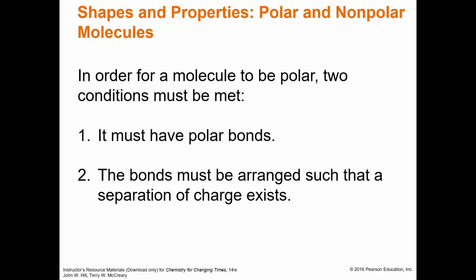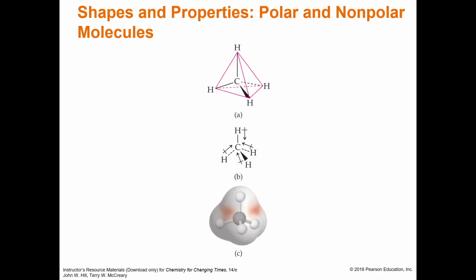So shapes and properties, polar versus nonpolar molecules. In order for a molecule to be polar, 2 conditions must be met. You have to have polar bonds, which means a significant difference in electronegativity between the 2 atoms. The second condition is these bonds must be arranged such that a separation of charge exists, that you have an overall positive and an overall negative side to this molecule. And that's where the name comes from. Polar, meaning it has poles, molecule. Nonpolar, meaning it does not have poles, molecule.